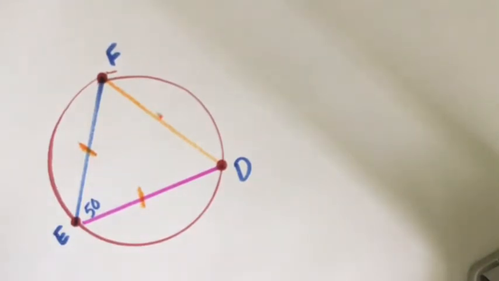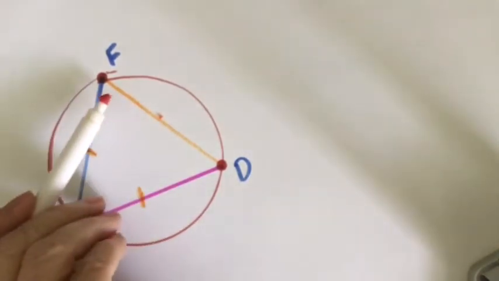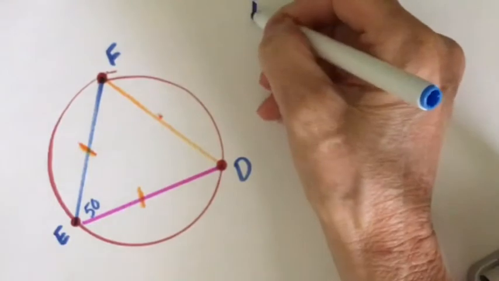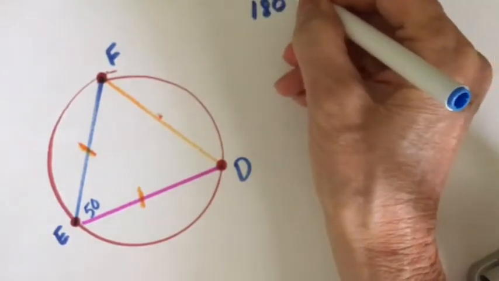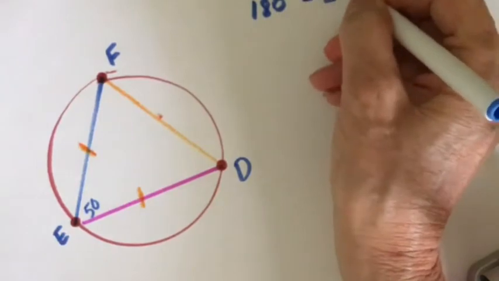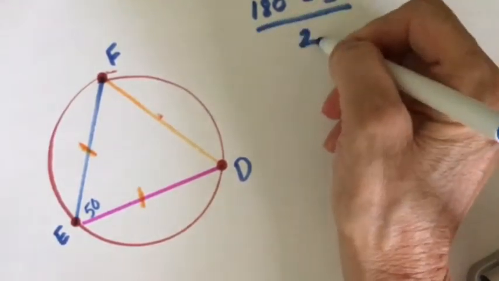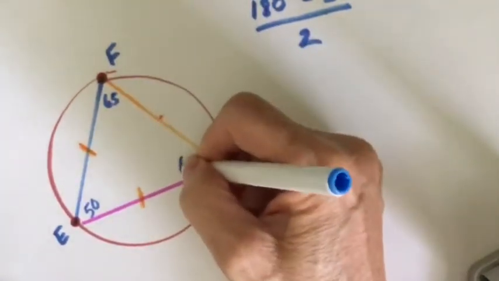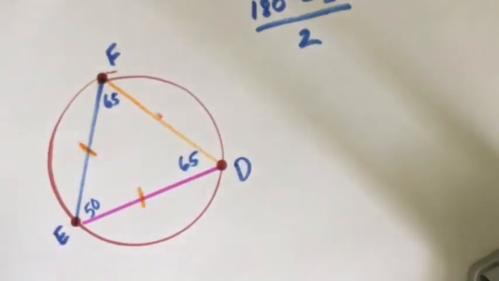All right, so that means that this is an isosceles triangle, meaning that these two angles, angle F and angle D, are congruent, because that's the definition of an isosceles triangle. So if I took 180 degrees and I subtracted 50 and I divided by 2, I should get that these two angles are 65 degrees.